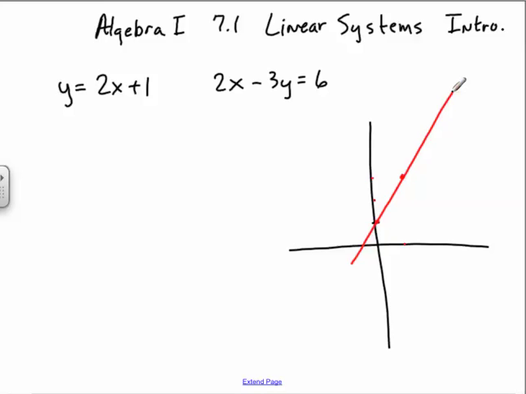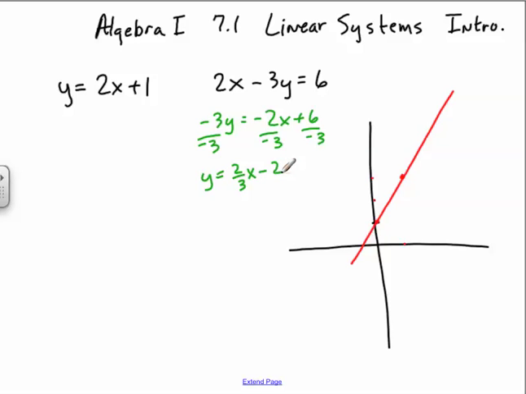Now, let me change this one. This is going to be negative 3y is equal to negative 2x plus 6. And then I divide everything by negative 3. Alright? And I'm going to get y is equal to 2/3 x minus 2. Alright, so now this equation is going to be down here at minus 2. That's where its y-intercept is.